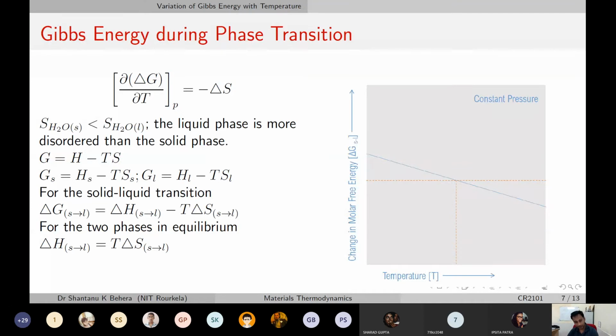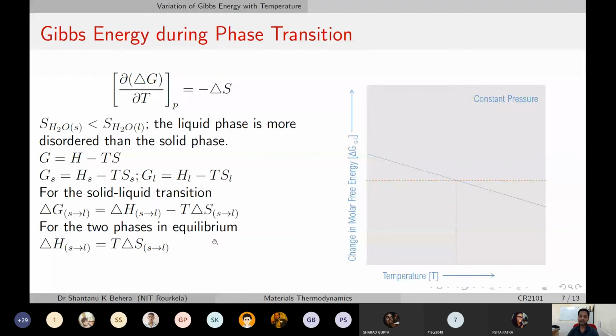And this is the temperature where these two parts are equal to each other. And that's the reason delta G is zero. That is, delta H for the S to L transition is equal to temperature times the entropy change in the same transition. Right? I think it's fairly clear.